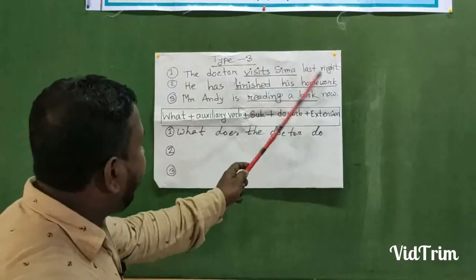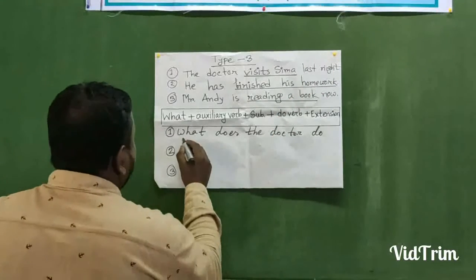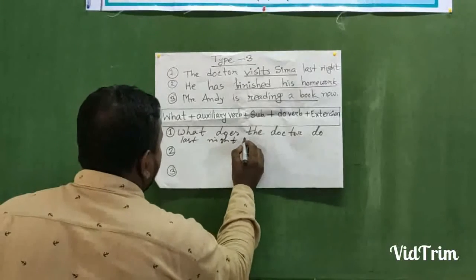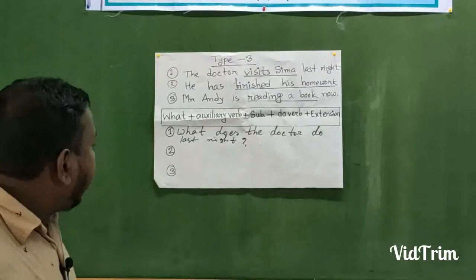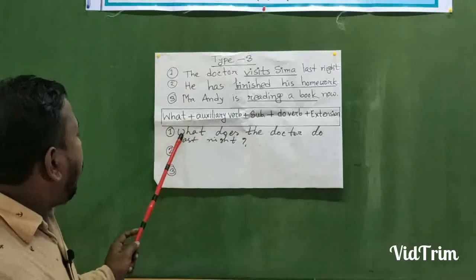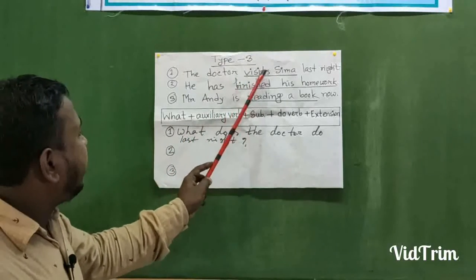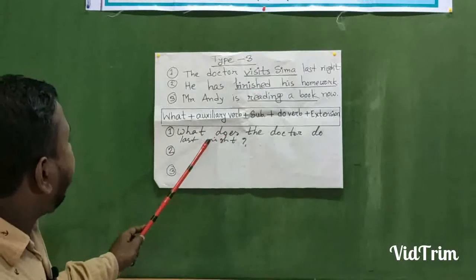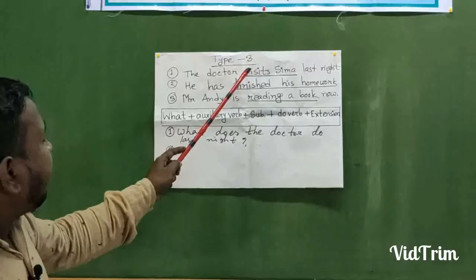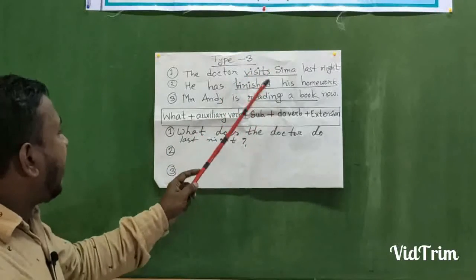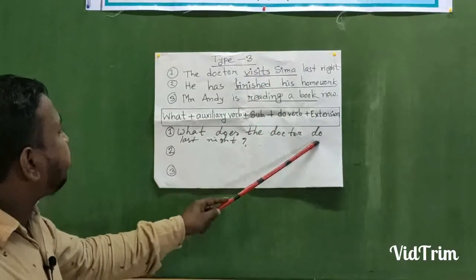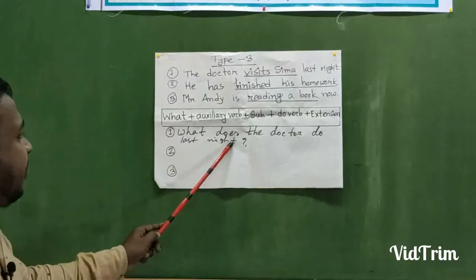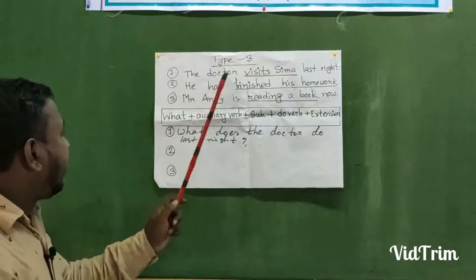Here the expression is not underlined, so we have to write the expression. Question mark. Look at the discussion. What, for visits we have used the auxiliary verb does. Then the subject, the doctor. For the main verb and other words we have underlined, we have used do verb. And the expression is not underlined, so we have written down the expression words and the question. Sentence number 2.